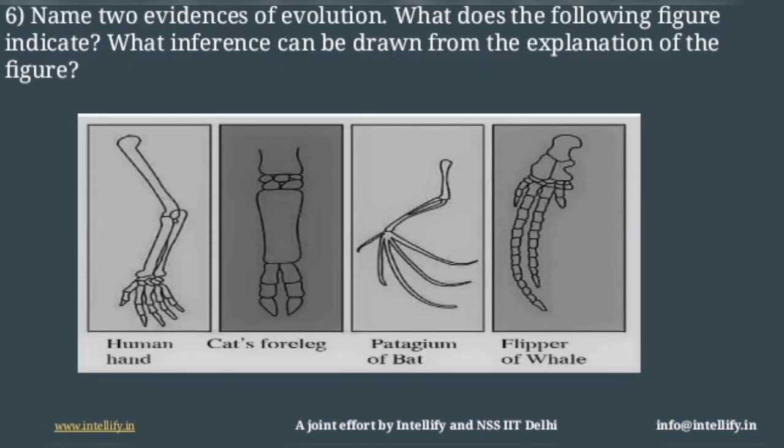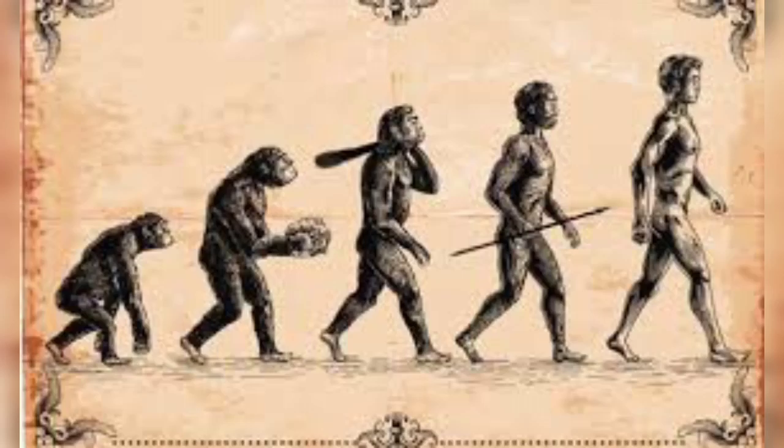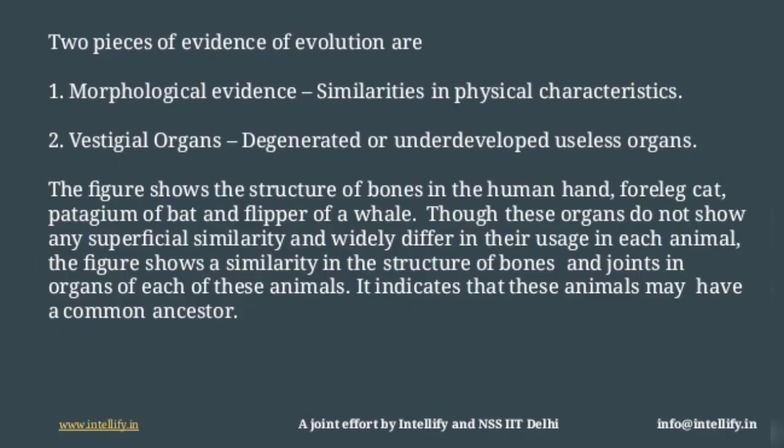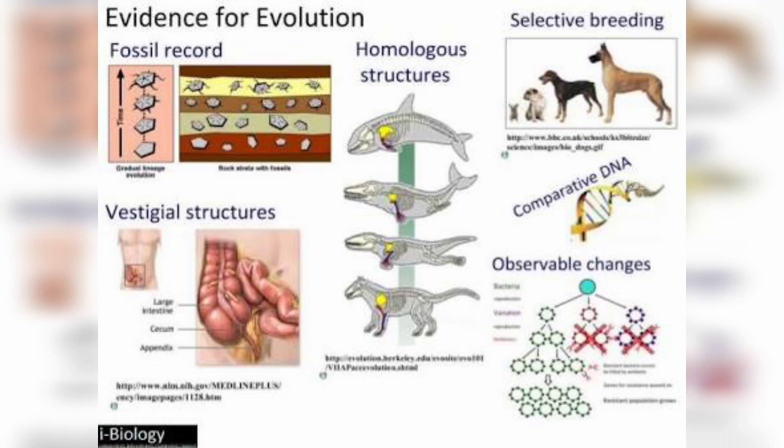Now the last question is, name two evidences of evolution. What does the following figure indicate? What inference can be drawn from the explanation of the figure? First, evolution means the process of growth and development, or the theory that organisms have grown and developed from past organisms. The two evidences of evolution are morphological evidence and vestigial organs. Morphological evidence means similarities in physical properties. Vestigial organs means degenerate or underdeveloped useless organs.